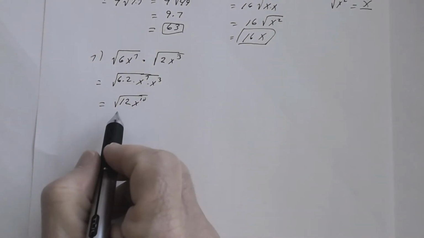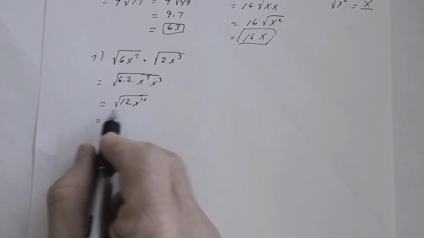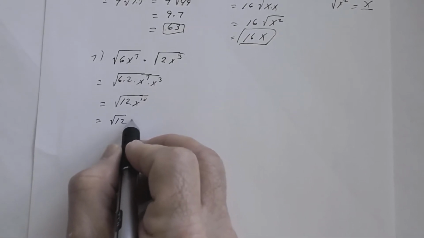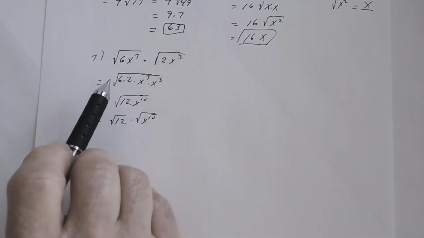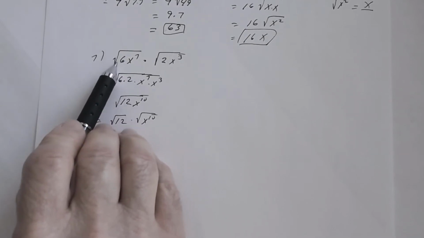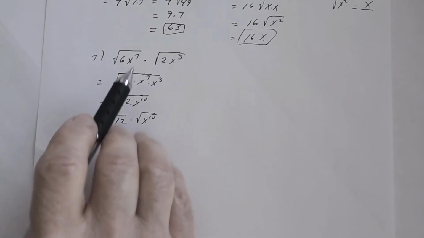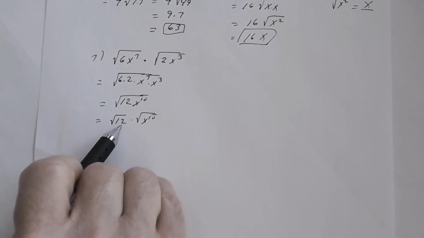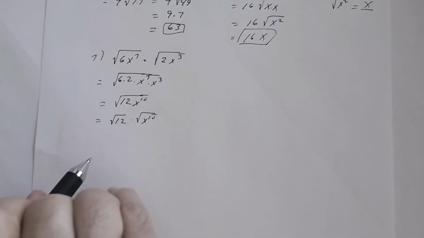Okay, but now we have to use the product rule again. So I'm going to rewrite this as a product of 2 square roots now. So I get the square root of 12 times the square root of x to the 10th. If you look at what I had earlier, I had the square root of 6, and there's no way I can simplify the square root of 6, and there's no way I can simplify the square root of 2. So we have to use the product rule first, and then we get the square root of 12, which I know I can simplify now.